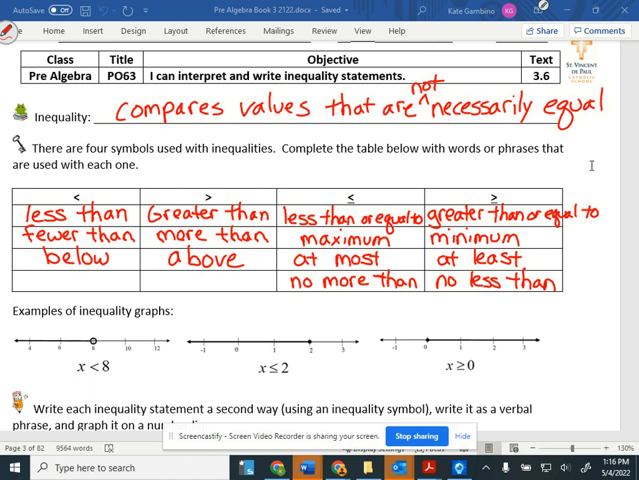So now it gives us some examples of some inequality graphs. So if we're looking at these, look at the symbols, and I want you to look at the circles and the arrows, which way they're pointing. So the first thing we're going to take a look at is say if it has an equal sign, if it's less than or greater than or equal to, what do we notice about our circle? It's filled in. So the circle gets filled in if we have the equal sign a part of our inequality.